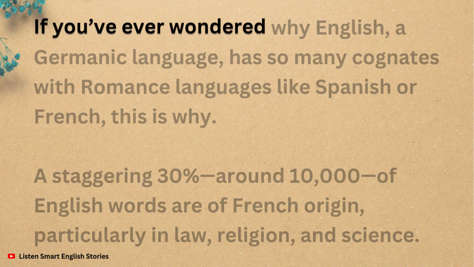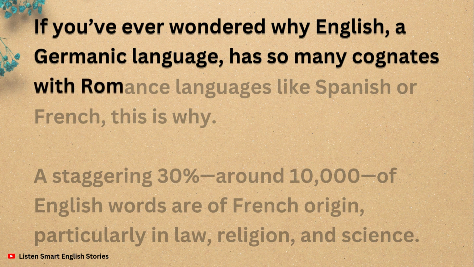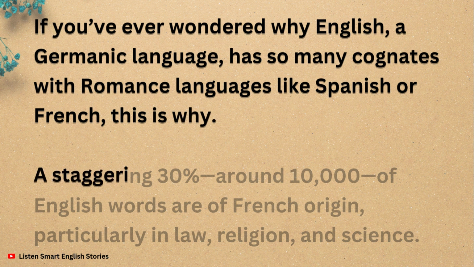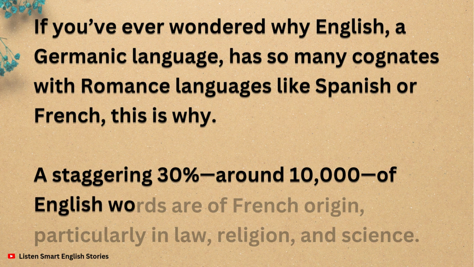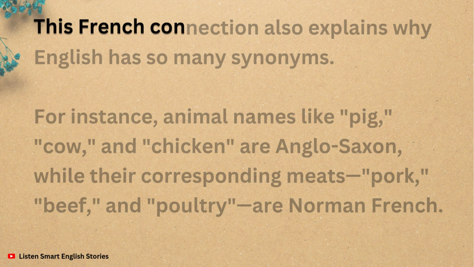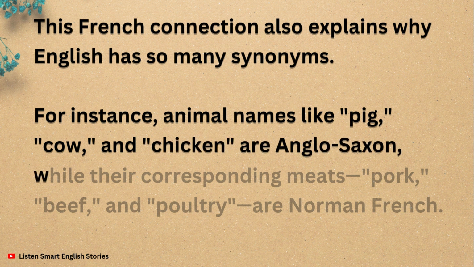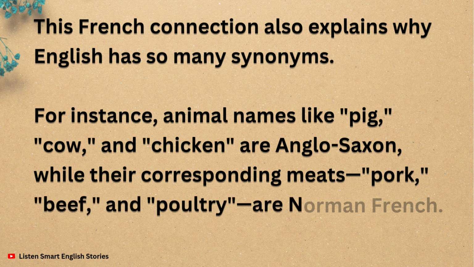If you've ever wondered why English, a Germanic language, has so many cognates with Romance languages like Spanish or French, this is why. A staggering 30%, around 10,000 of English words, are of French origin, particularly in law, religion, and science. This French connection also explains why English has so many synonyms. For instance, animal names like pig, cow, and chicken are Anglo Saxon, while their corresponding meats, pork, beef, and poultry are Norman French.